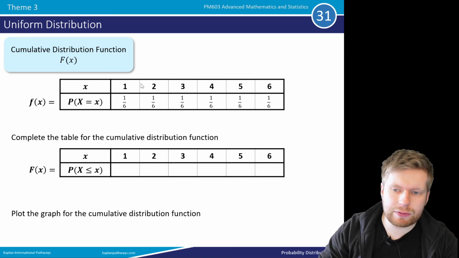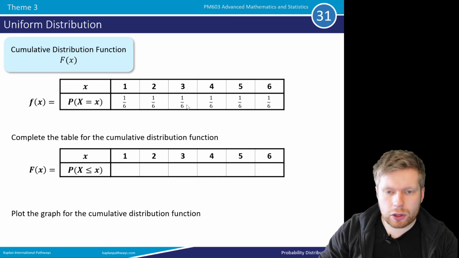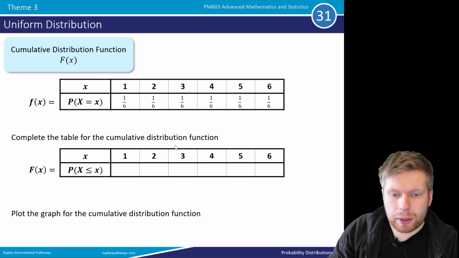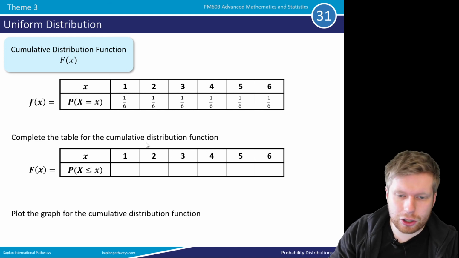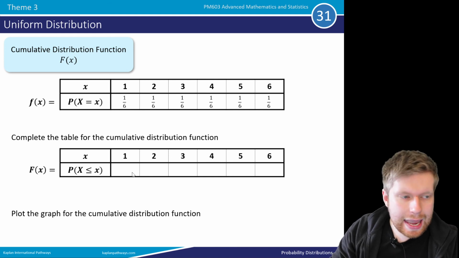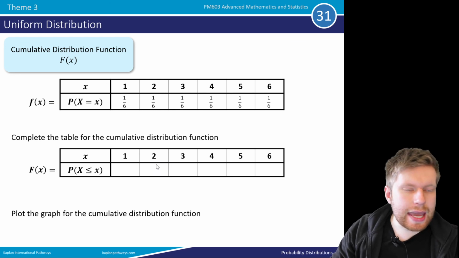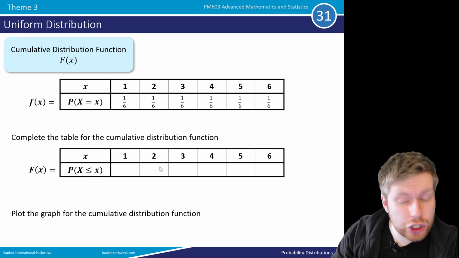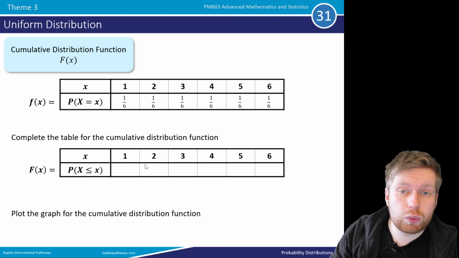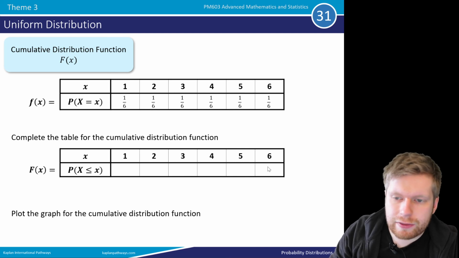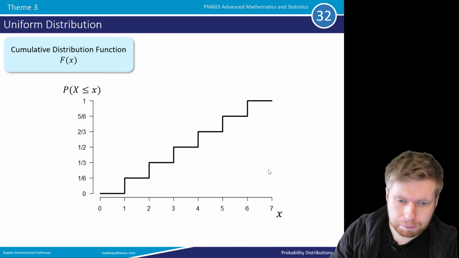So if you wanted to complete the table, we'll have a look. This is my probability mass function. I've got my outcomes and the associated probabilities. That's my distribution. If I want to complete this distribution table for the cumulative distribution function, here would be the probability that x is less than or equal to 1. Well, that's just going to be 1/6. Then here will be the probability that x is less than or equal to 2. That would be the probability that x equals 1 plus the probability that x equals 2, so that would be 2/6. And then 3/6, 4/6, 5/6, and then finally 1 at the end.